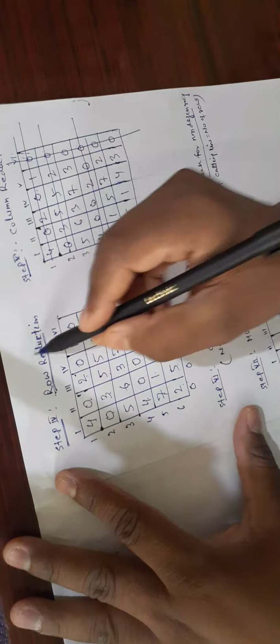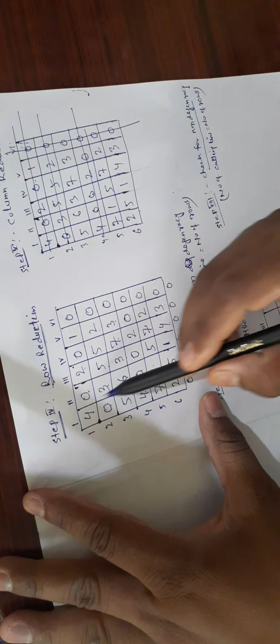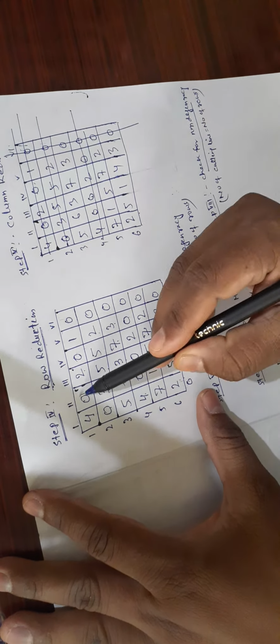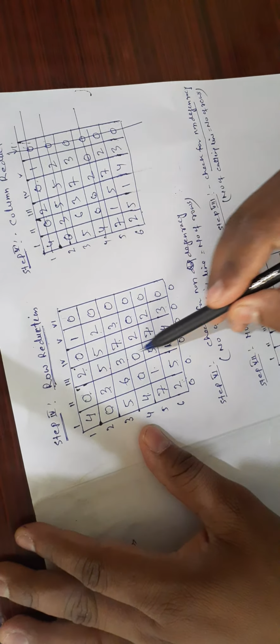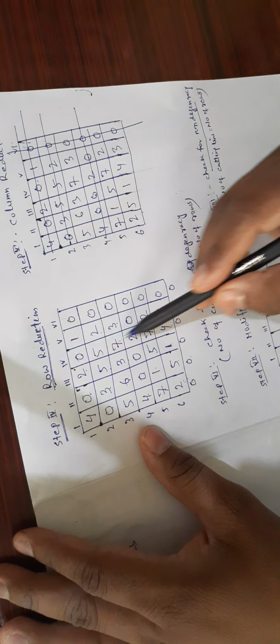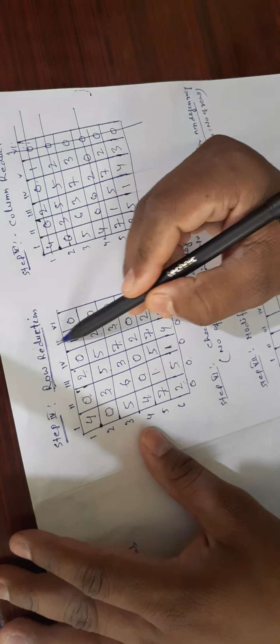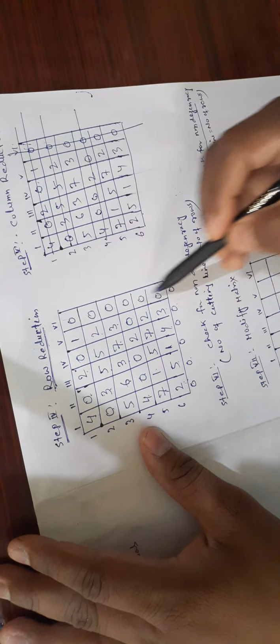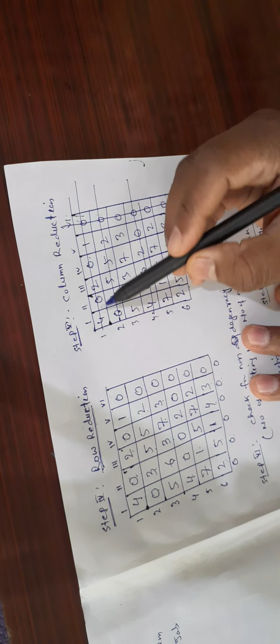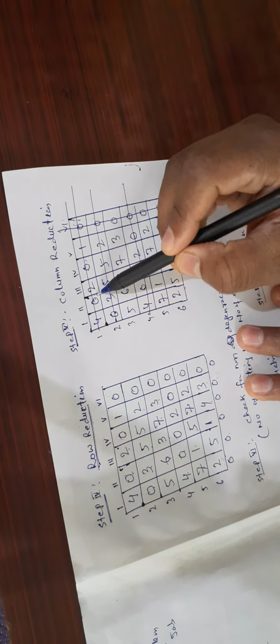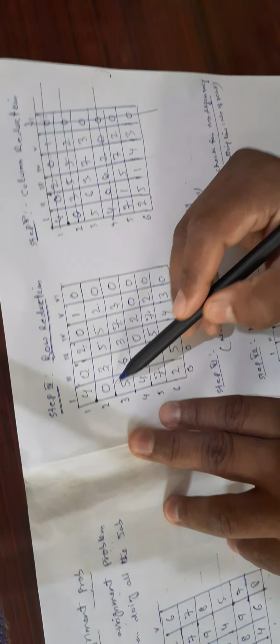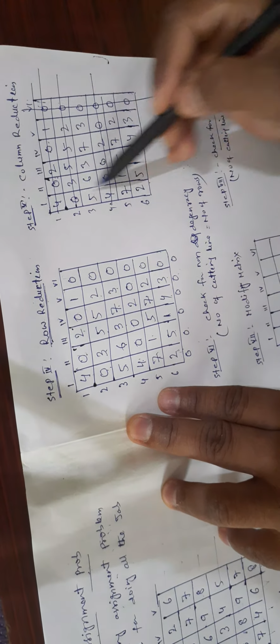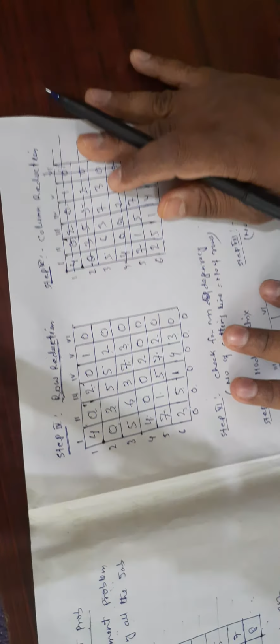See, after completing the row reduction, check the minimum value. So the minimum value is 0, in this column also 0, and the third column is also 0, and the fifth column also has minimum value 0, and the sixth column is 0. So all the minimum values are 0, which means the same values we have to copy in the column reduction. After completing this column, 402, the same value we have to write here, 405, 472, like that you have to write here, the same values we have to copy here.